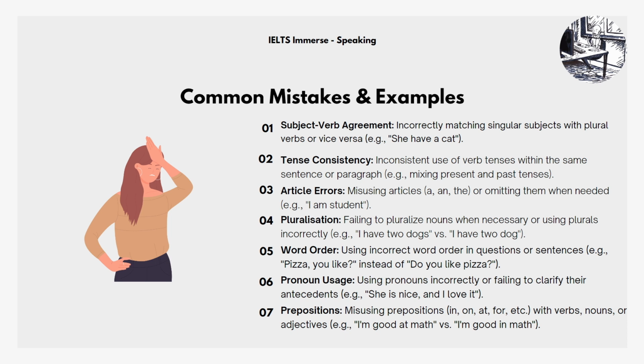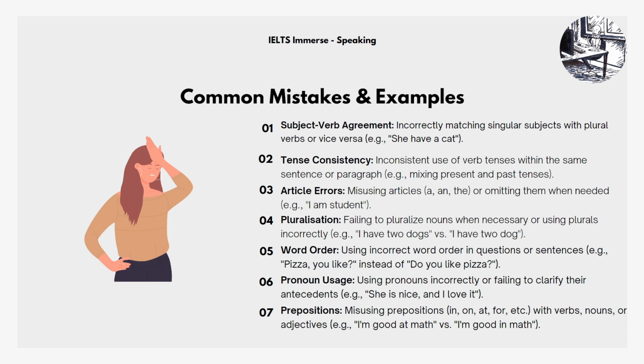Article errors. Now, articles are the shortest and simplest words in the English language. However, many people make mistakes with these words. A, an, the. When I learn other languages, Latin languages, French, Spanish, Portuguese, I make a lot of mistakes with the articles as well. So they're not easy, even though there's only 3 of them in the English language. So, I am student. What is the mistake? Well, student is a noun and we need a before it.